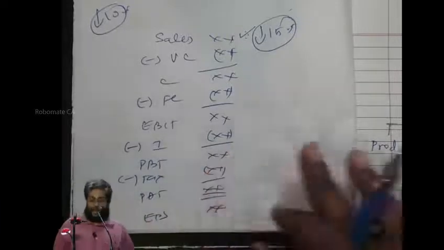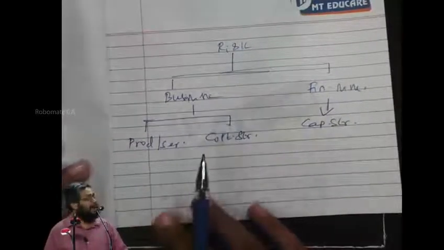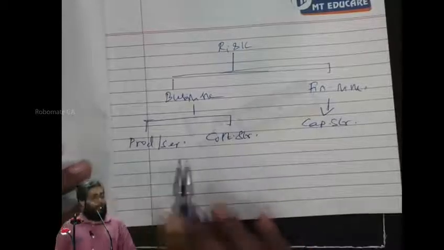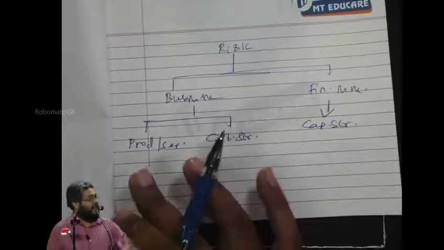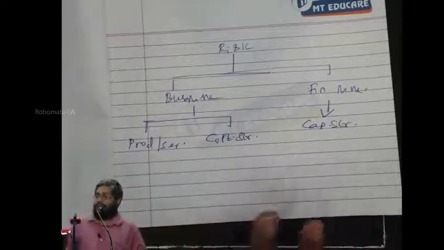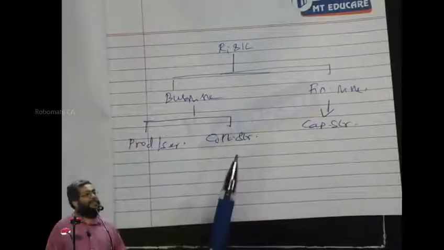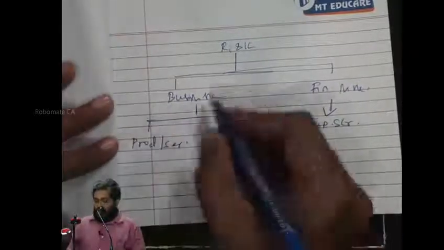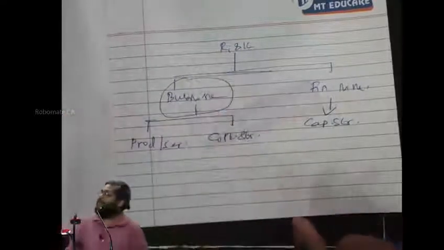Yes or no? That means my risk is first dependent upon the nature of my product and service. Not only that, but how the product and services are produced and rendered. There should be a cost structure or not. If my cost structure is loaded with what? Fixed cost, the risk gets magnified. Point number 2. Everybody follow or not? Now, all this we call what risk? Business risk. Everybody, can I proceed or not?